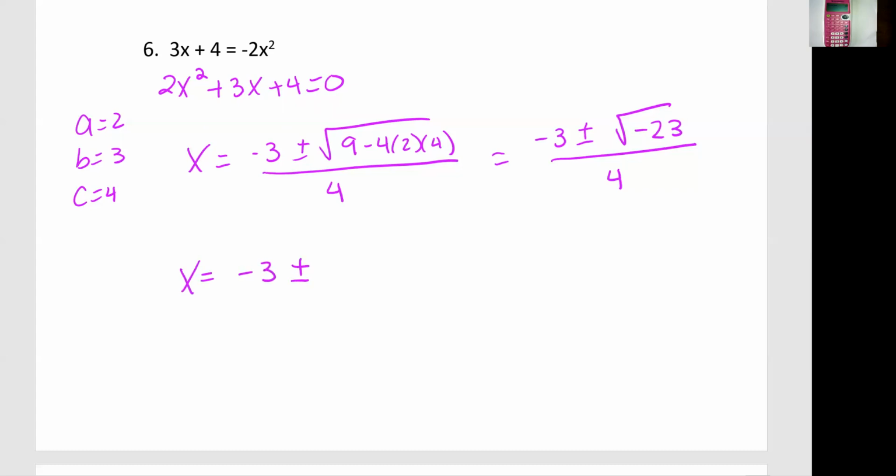So the square root of -23 is i square root of 23, all divided by 4. When dealing with complex numbers, it's best that you write the real part, which is -3/4, plus or minus the imaginary.